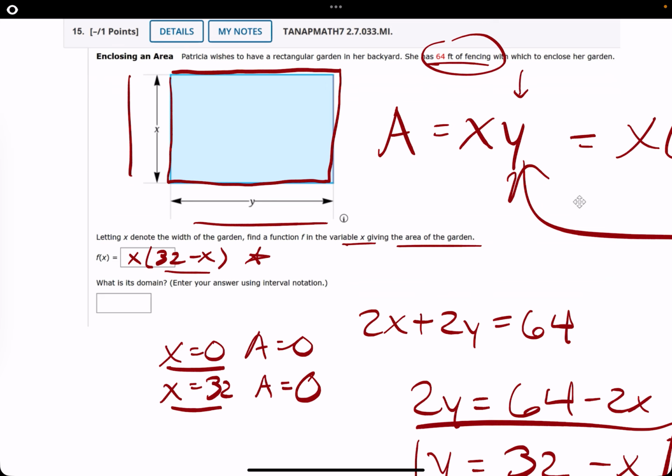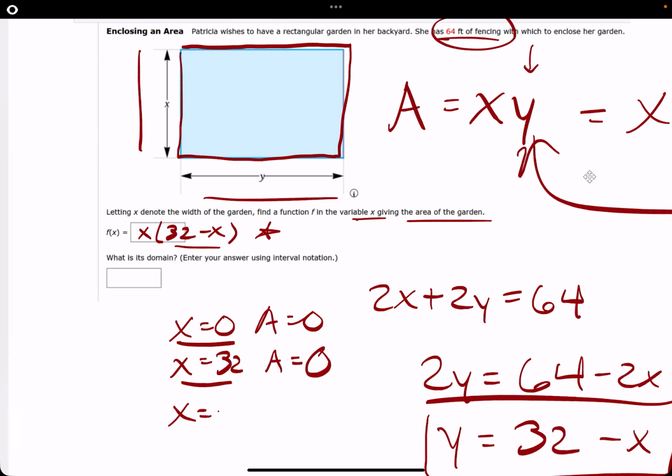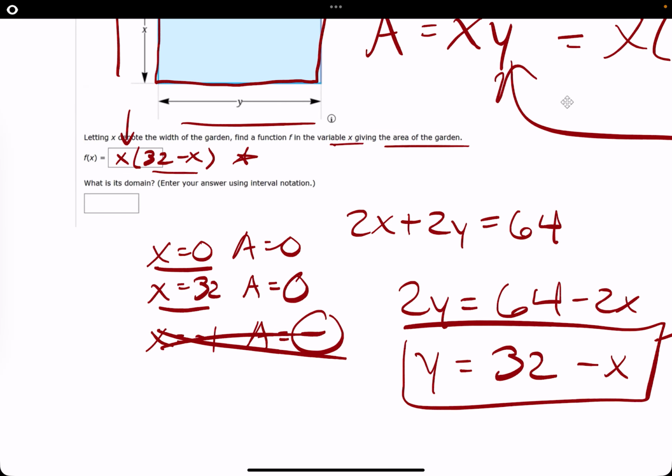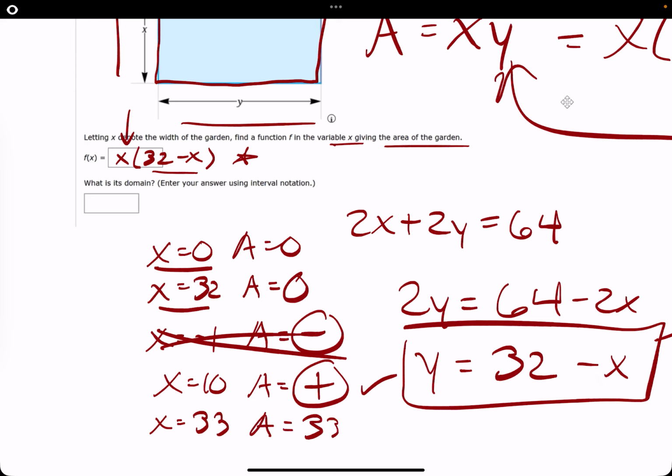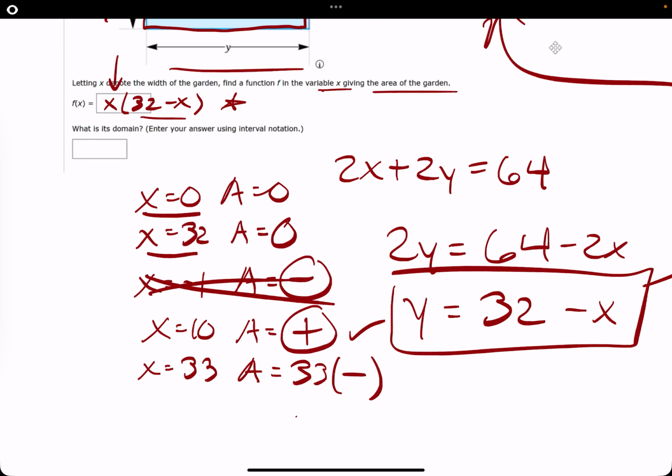How about the values left and right of 0 and 32? Let's say we plug in x equals -1. Well, that's automatically going to make the x negative, which makes the whole thing a negative area. We don't want that. How about plugging in a value in between? Maybe x equals 10. That might be valid because we'll have 10 times 22, and that's just a nice positive area, so that checks out. How about plugging in something greater than 32, maybe x equals 33? What's the issue here? Well, x is positive, that's fine, but 32 minus 33 would give us a negative, which means we get a negative area, so 33 is no good either.